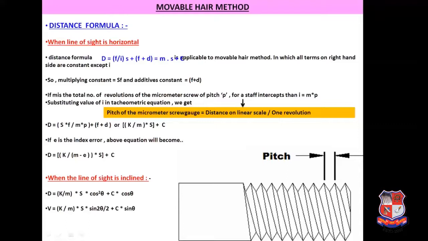Now the two equations. When the line of sight is inclined, the distance D can be calculated by the equation D is equal to K upon M into S into cos square theta plus C into cos theta, and the vertical intercept V is equal to K upon M into S into sine 2 theta by 2 plus C sine theta. So thank you very much.